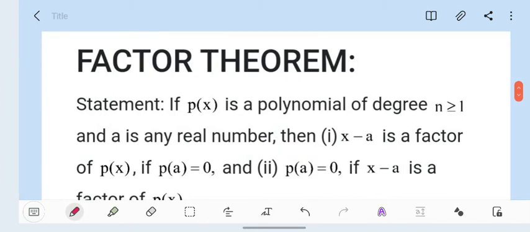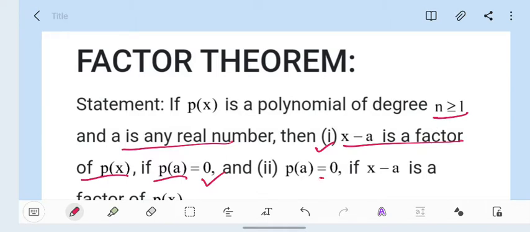The statement of the factor theorem is: if p(x) is a polynomial of degree greater than or equal to 1, and a is any real number, then the first condition is that if x minus a is a factor of p(x), then after substituting the value of x as the real number a, the result will give you 0.